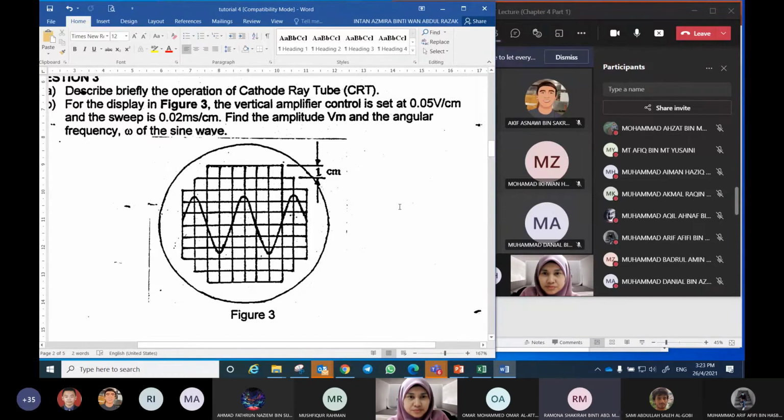Time per division is equal to 0.02 milli. Okay, milli. And then multiply with 4, because of 4 divisions at the horizontal axis. It represents one full cycle. Okay, and then we get the period, right?